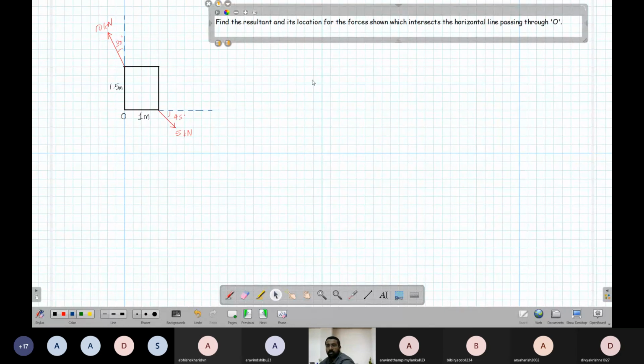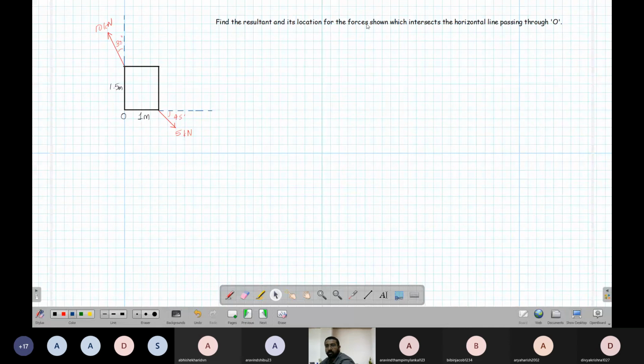Okay, so the question is: find the resultant and its location for the forces shown, which intersects the horizontal line passing through O. Okay, there are two forces. This is some rectangular body. I don't know what this body is. Some body is there. Solid body. Okay, so solid and rigid. We are doing all these things for rigid bodies.